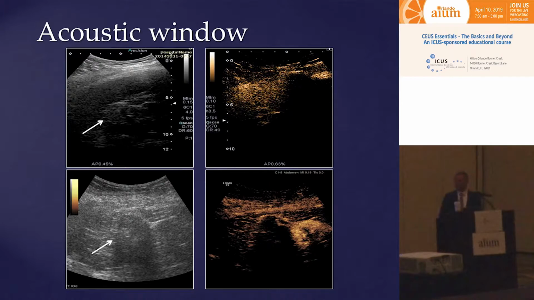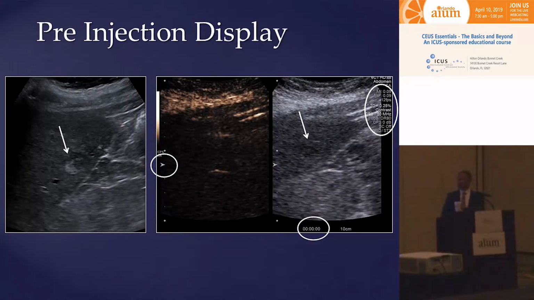So take some time, make as beautiful an image as possible, find the best acoustic window, bring the lesion as close to the surface of the patient as possible, and this will be the best place to start with your contrast enhanced ultrasound. Pre-injection display, we always recommend doing it in dual screen mode unless it's necessary to do overlay, so you see contrast only. What we end up with is 2 screens on your monitor. One will be the contrast enhanced ultrasound image, and then there will be the B mode image next to it.